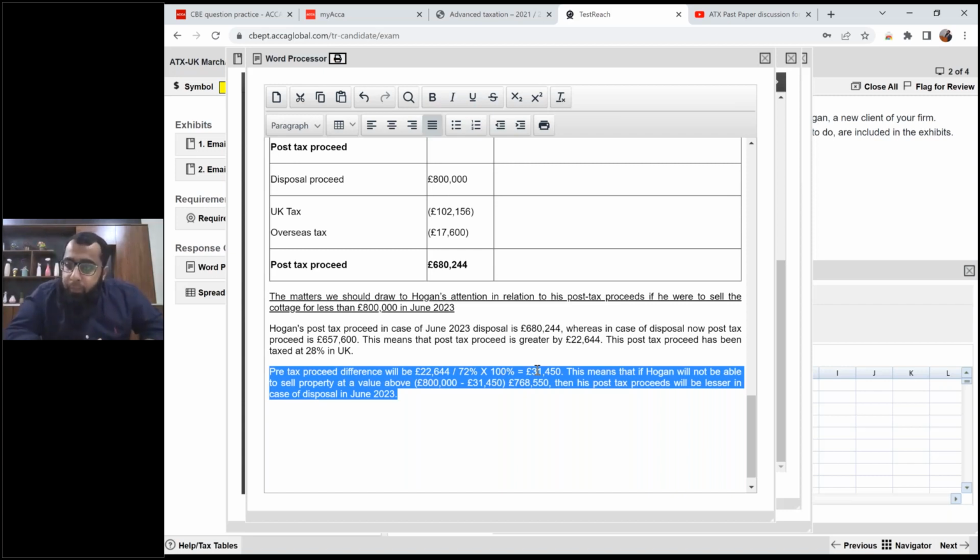Okay. So this means that if Hogan will not be able to sell the property at a value above 768, then his post-tax proceed will be lesser. So he has to sell it at least at 768. Please tell me if I'm able to make myself clear or not, or if you are still not able to understand. I can repeat it again.